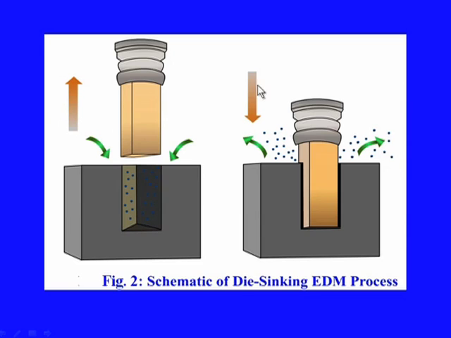So, this is the tool or the electrode and this is the workpiece, and this is how the dielectric fluid moves into the cavity and the debris comes out from the cavity as a result of the machining and the flowing fluid. As we remove the tool, the dielectric enters inside, and as we enter the tool inside, the sparking takes place and the debris are created, which are subsequently taken away by the flowing dielectric fluid.